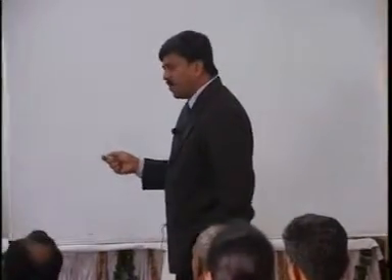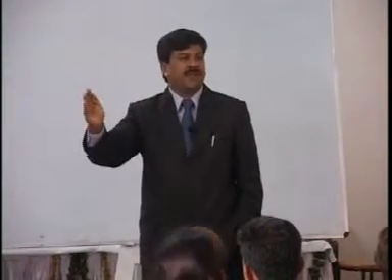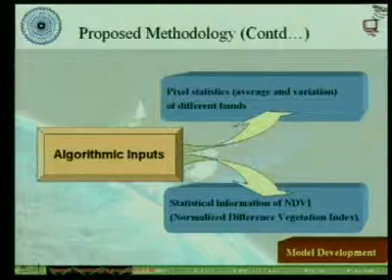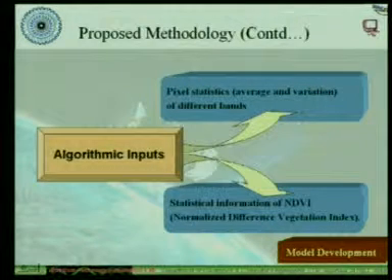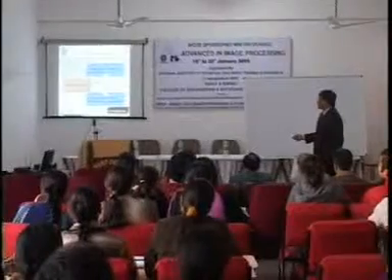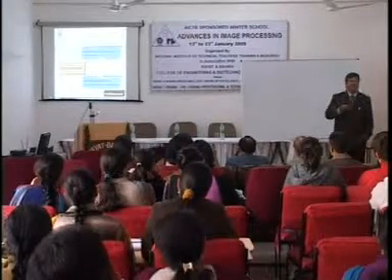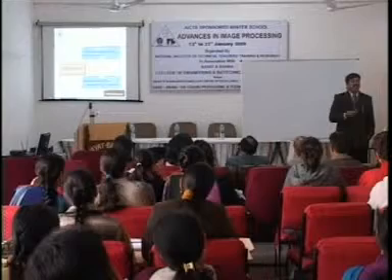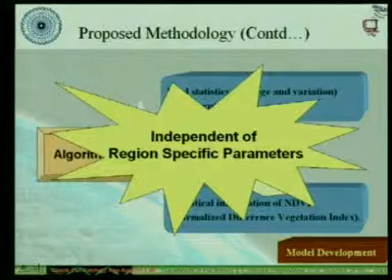Another important thing: when we talk about spatial analysis, we must know the pixel statistics, how the pixel values change from one pixel to another. So we call it pixel statistics: the average and variation of different bands, and then the statistical information of NDVI, the normalized difference vegetation index. Why are we applying it? There are a lot of types of indexes which we can apply for different types of targets.